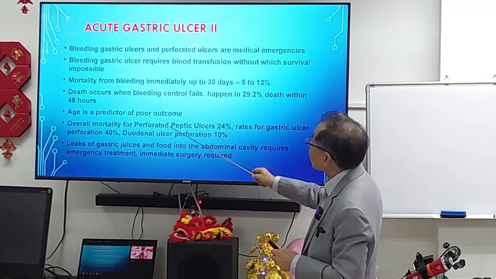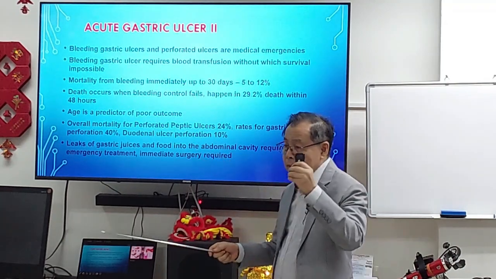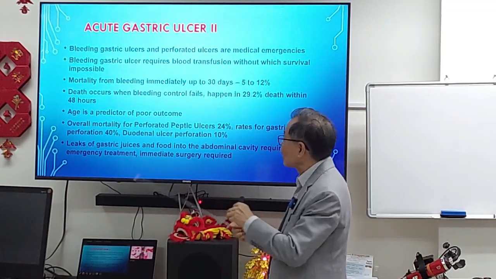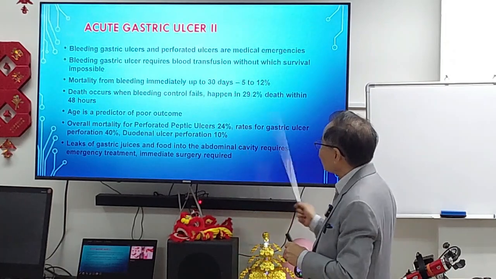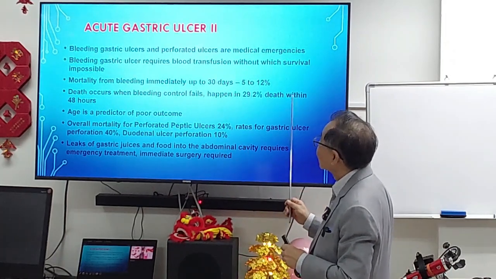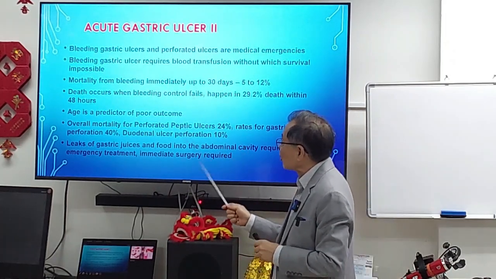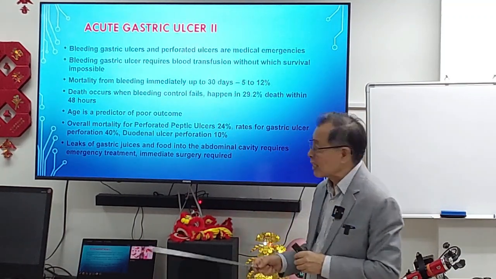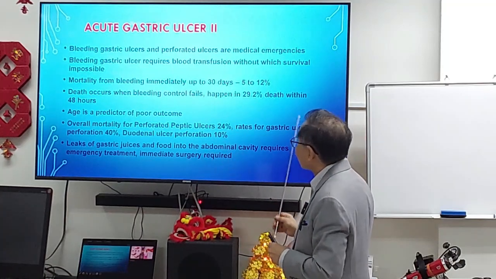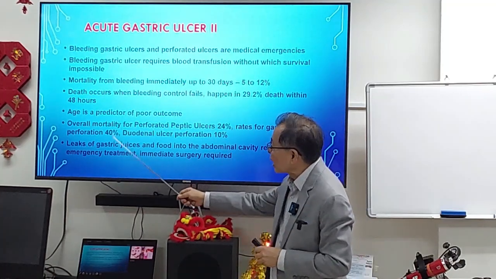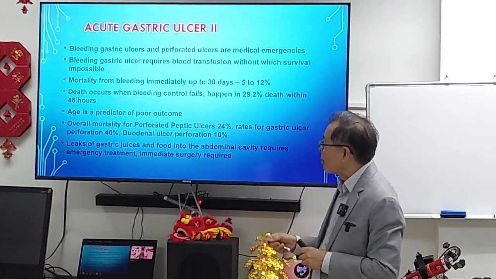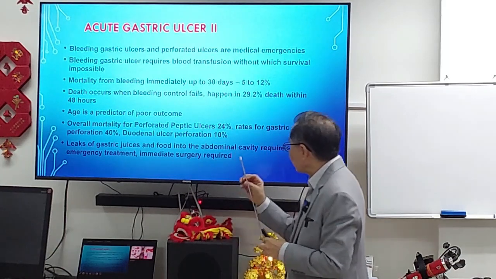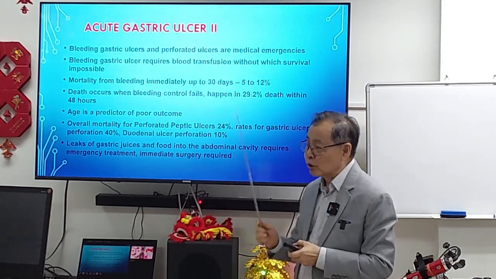so perforated gastric ulcers are when the acid has penetrated through all the walls of the ulcer into the abdominal cavity. Okay? And in the case of perforated gastric ulcers, 24% will die. That's 1/4, 1 in 4. That's pretty high. Gastric ulceration, 40% mortality, coming to about less than half. So leaks of gastric juices into the abdominal cavity require emergency treatment.